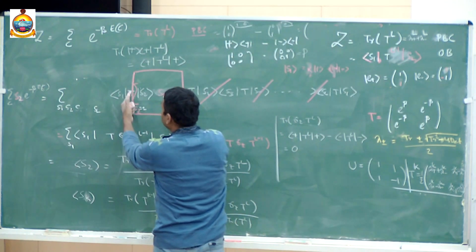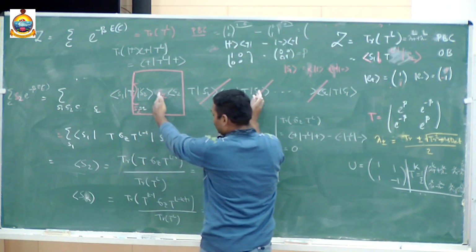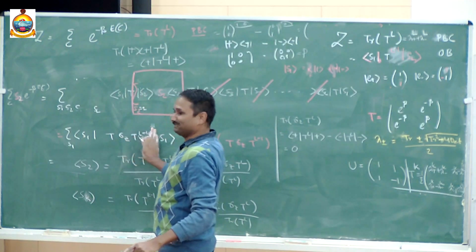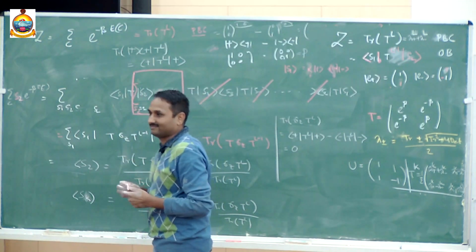So if you call this matrix A, which is a matrix that you understand, then we have T A t to the power L minus 1. Let us not call it sigma z. T A t to the power L minus 1. That's all I'm doing.